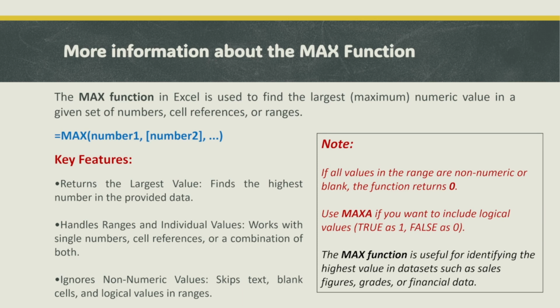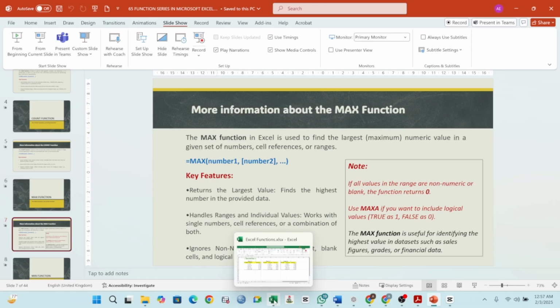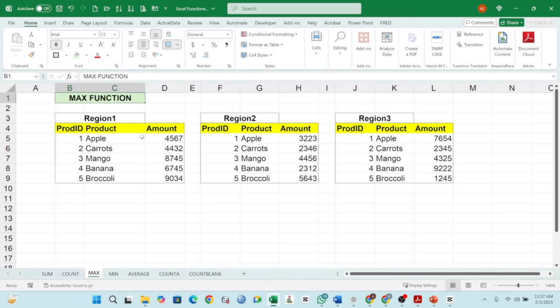Okay, so you can use the MAXA function if you want to handle logical values, such as a TRUE value as 1 and a FALSE value as 0. So the max function is useful for identifying the highest value in a data set. So now let's go into Excel and see how this is done.